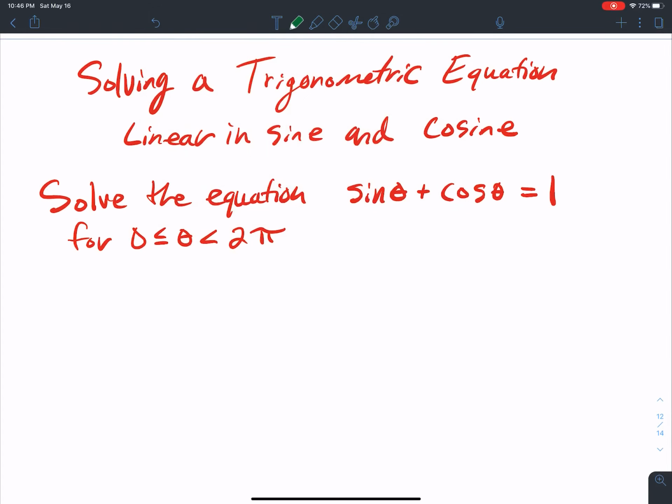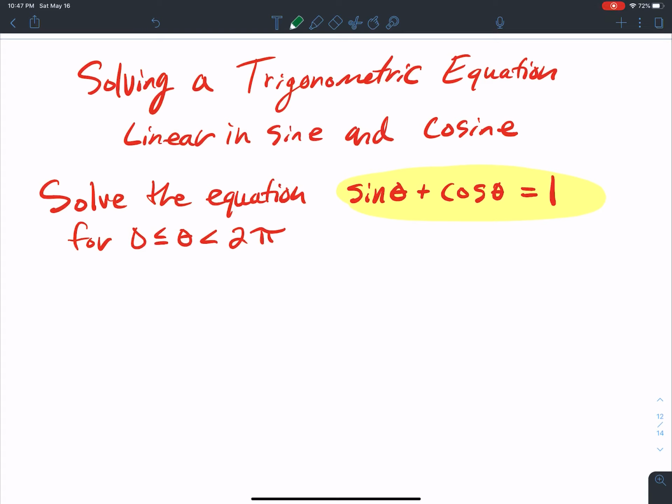So in this video, we're going to be solving a trigonometric equation, linear in sine and cosine. So we've got our equation right here, and it's going to be on the interval from 0 to 2 pi.